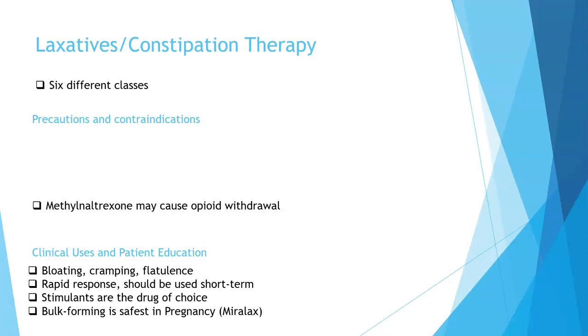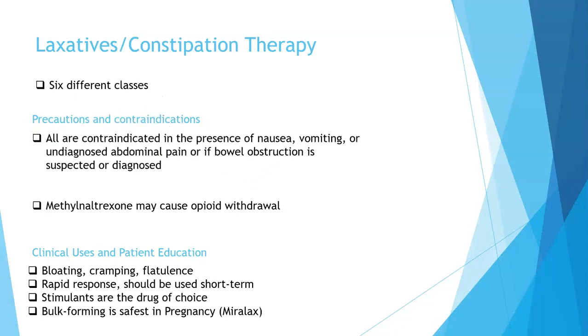Laxatives. There are 6 different classes. Review your notes for those classes. All are contraindicated in the presence of nausea, vomiting, undiagnosed abdominal pain, or if bowel obstruction is suspected or diagnosed. Thinking cap time. Magnesium hydroxide is contraindicated in renal dysfunction. Put your thinking cap on. Why is that? And methylnaltrexone may cause opioid withdrawal.